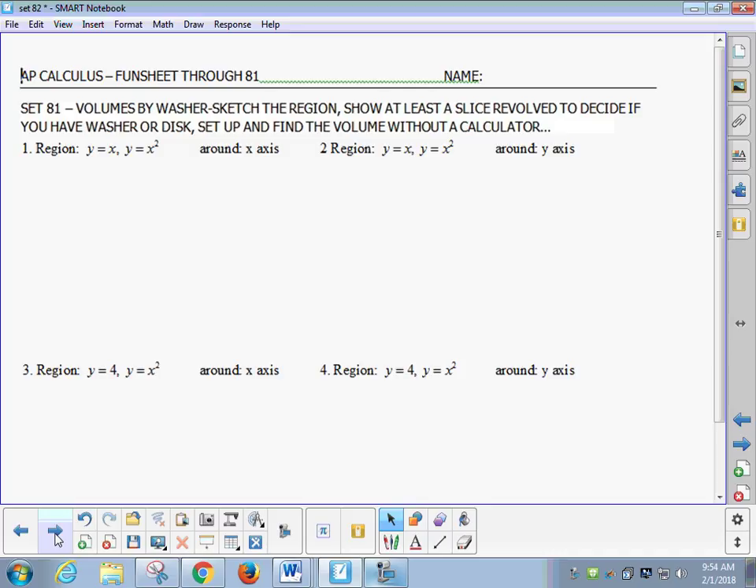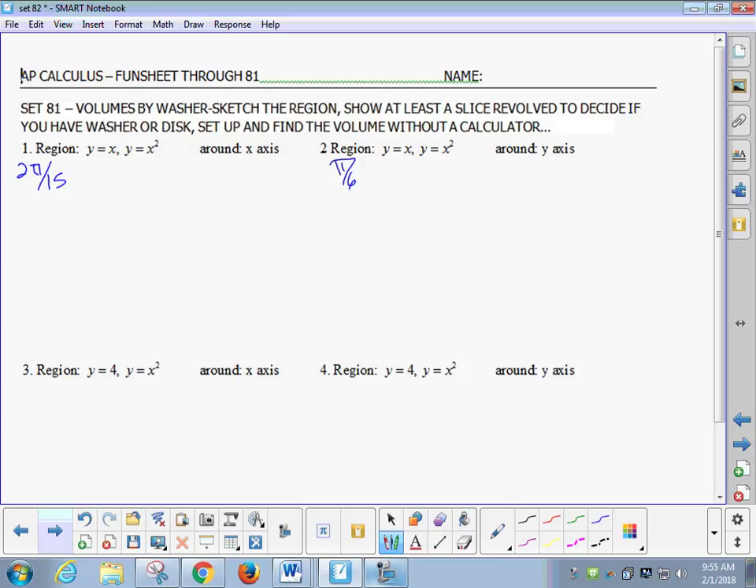Answers to last night's homework. Hopefully it went well. Here are my answers, and then we'll go back over questions if you have them. Number one, 2 pi over 15. Can I get a whoop whoop? Whoop whoop. That was definitely the lamest whoop whoop I ever heard. Pi over 6.